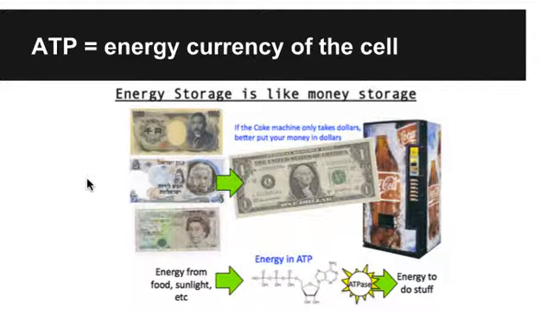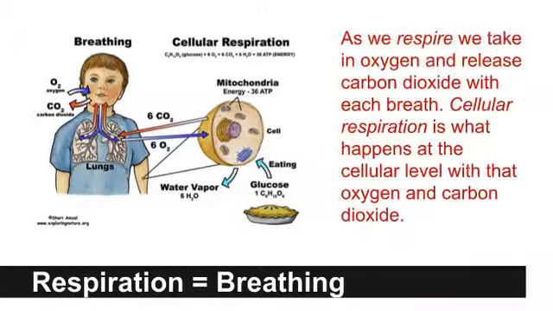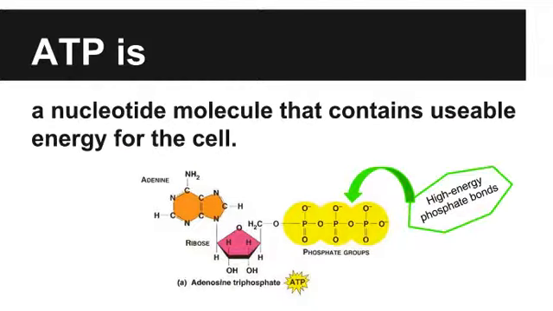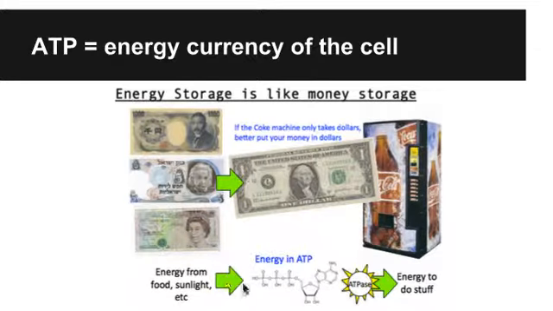It's like this: ATP is the energy currency of the cell. If this Coke machine only takes dollars, you need to put in dollars. You can't use pesos or lira or any other type of money other than dollars. Your cell is the same way. Your cells can't take in food or sunlight. They need to convert it into ATP so that we can do things.